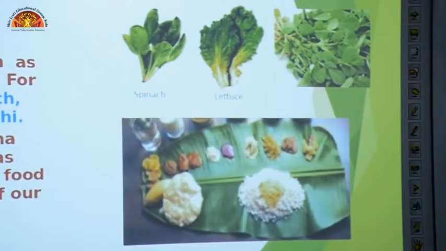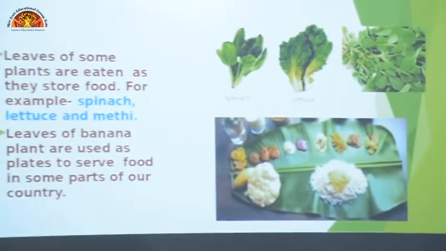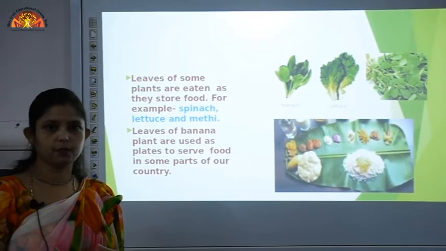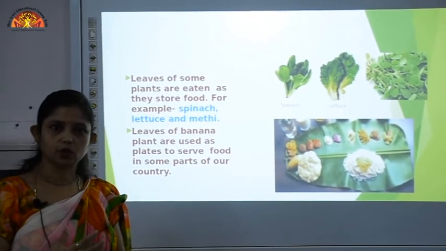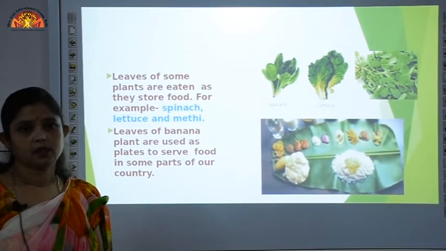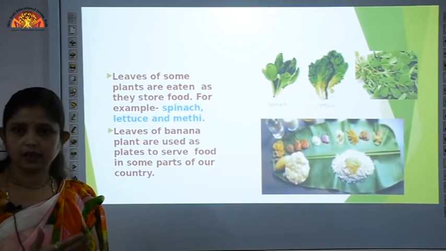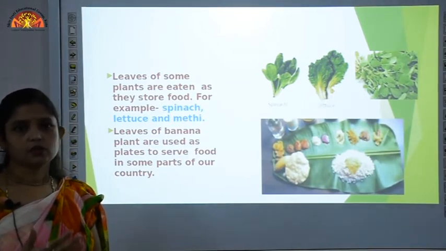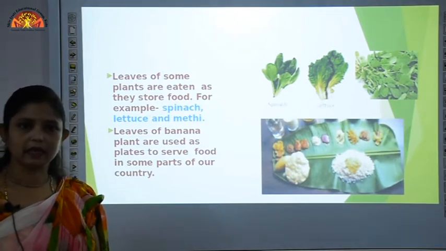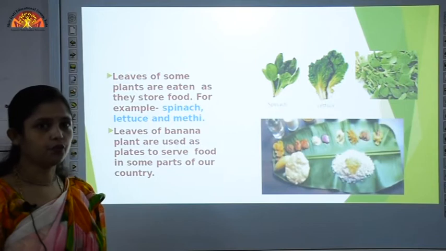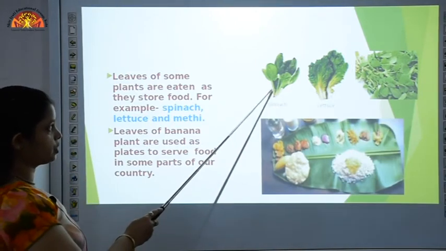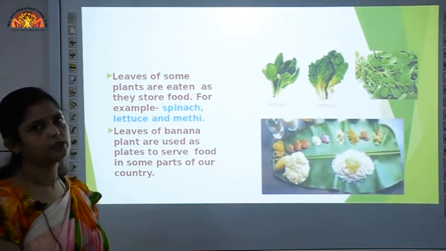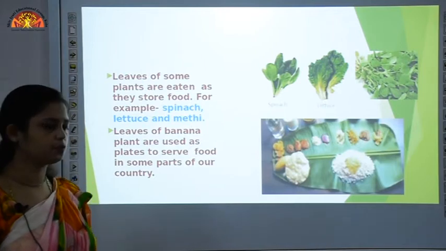The food that plants make, they use it for themselves, for their growth. Besides that, whatever extra food is left, they store it in their different parts. They store it either in the roots as we have earlier discussed, like radish and carrot, or in the stem like in potato and ginger. So some of the food is also stored in leaves, and these leaves are eaten as food. So the examples are spinach, lettuce and methi, and besides this cabbage is also there, and so many other leaves are there which store food.